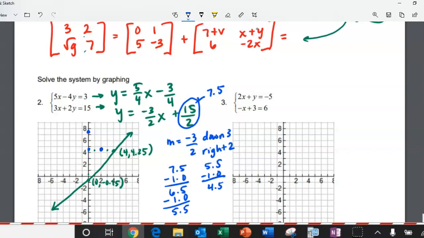And then I would just connect these the best way I could. Again, use the straight edge, or if you have a ruler, like that. Okay. And so I would also put my points. So for this one, again, this is 0, comma, 7.5. And this one is at 2, comma, 4.5. Okay, I hope that makes sense.